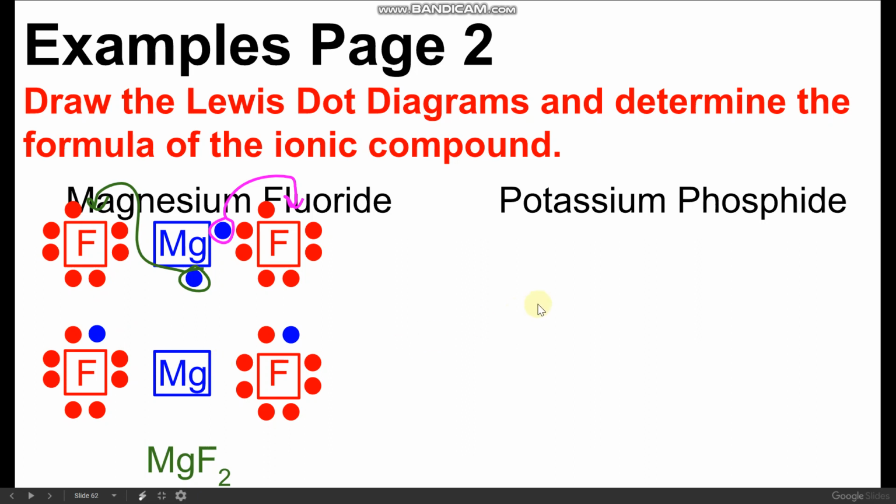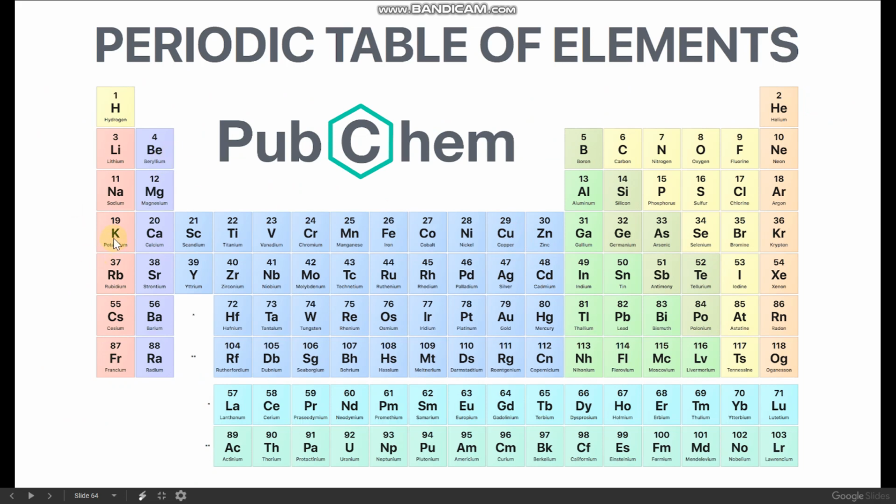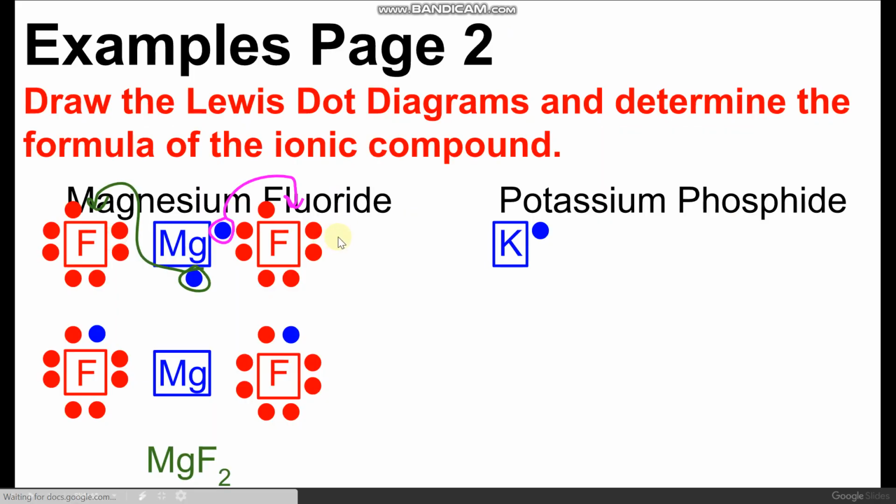All right. Okay, so up next we're going to do potassium phosphide. Okay, so potassium, remember that's K. We're just going to put a box around it. Phosphide stands for phosphorus. So how many electrons do we give it? Well, K is the first atom in its row, so it's going to get one valence electron. Okay, so next we're going to do phosphide. Remember that stands for phosphorus.